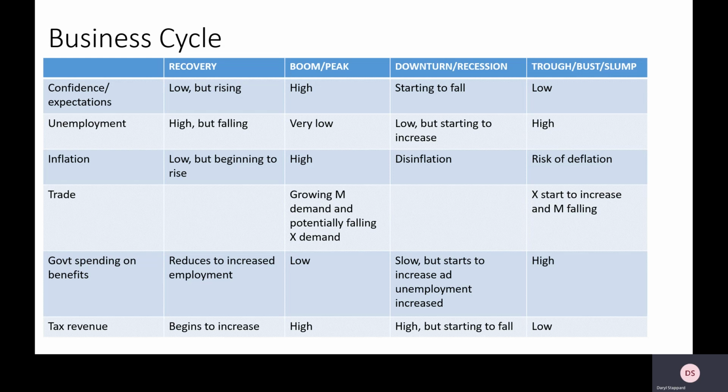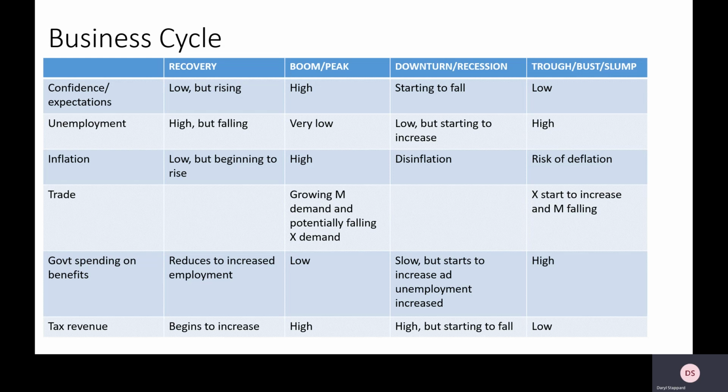Inflation will still be low because there's so much spare capacity, but as AD starts to increase, inflation will hopefully start to grow again. And obviously, if more people are working, there's more spending taking place. Government finances should also start to improve.